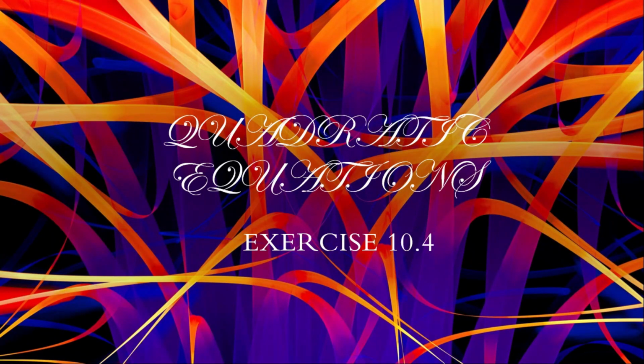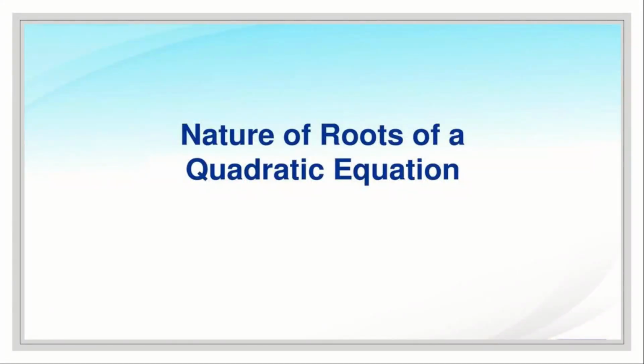Hi everyone. Let us go to the last session of quadratic equations, that is exercise 10.4, which completes the chapter. In this session we need to find out the nature of the roots. The nature of the roots has three conditions: one is discriminant greater than 0, one is discriminant equal to 0, and discriminant less than 0. Come, let us learn about these things. So that is the nature of roots of a quadratic equation.